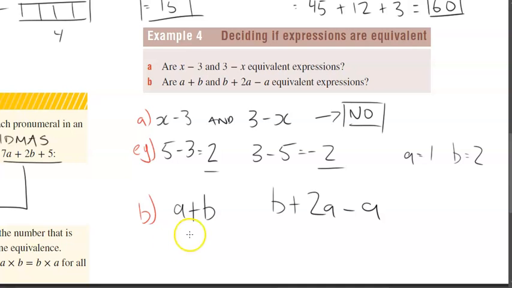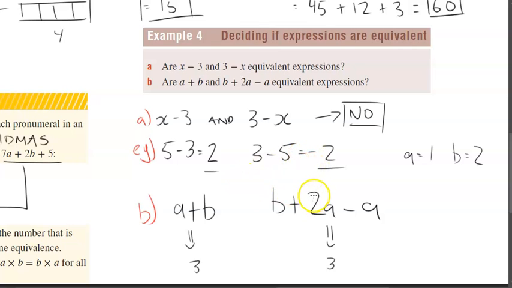So 1 plus 2 will give me 3. In this case, B is equal to 2, so 2 plus 2 times 1, so 2 plus 2 is 4, minus another 1, which is 3. So when we do the substitution into this, we end up getting a 3. Well, maybe this is a fluke. We can try 2 other values.